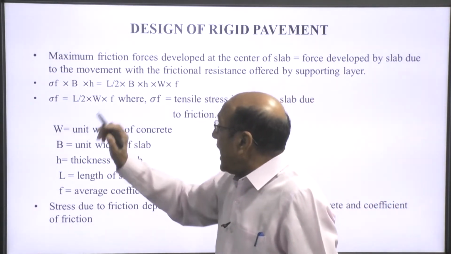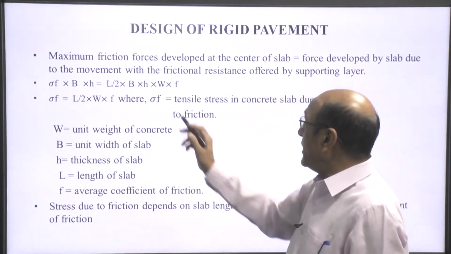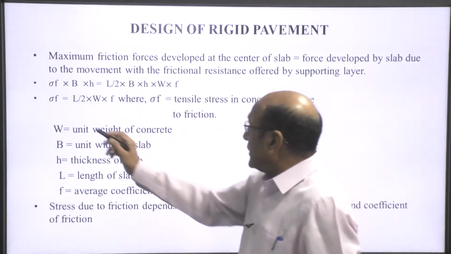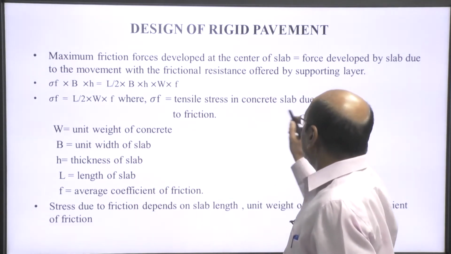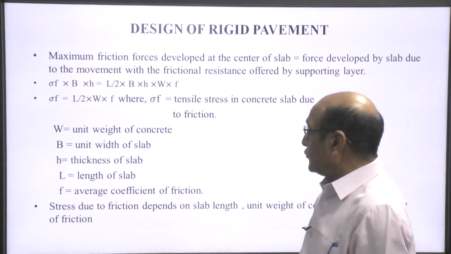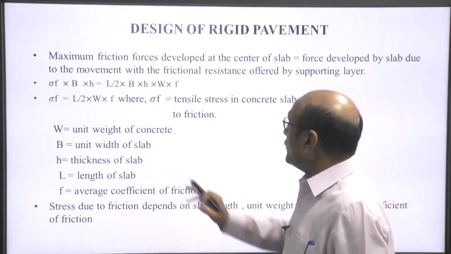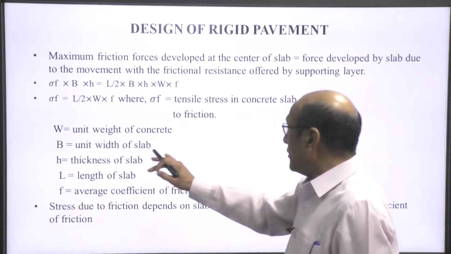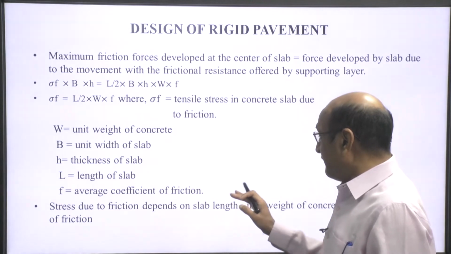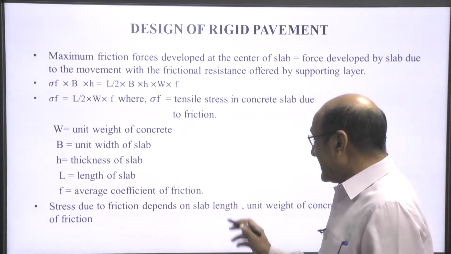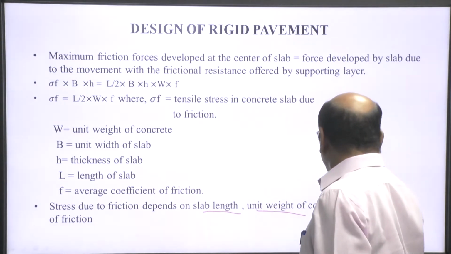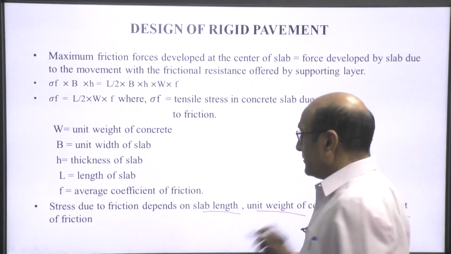So, sigma F into B into H will be equal to L by 2 into B into H into W into f. So, sigma F, the tensile stress in the concrete slab due to the friction, will be L by 2 into W into f. Here W is the unit weight of the concrete, B is the unit width of the slab, H is the thickness of the slab, L is the length of the slab, and f is the average coefficient of friction. Stress due to friction depends upon the slab length, unit weight of the concrete and coefficient of friction.